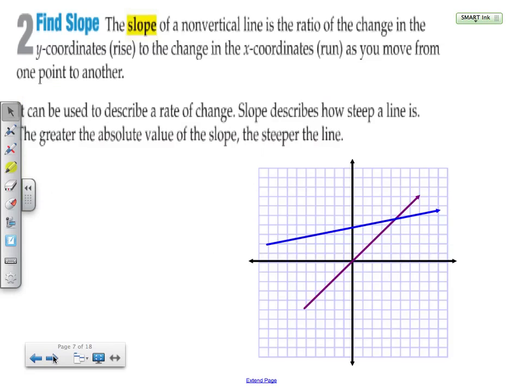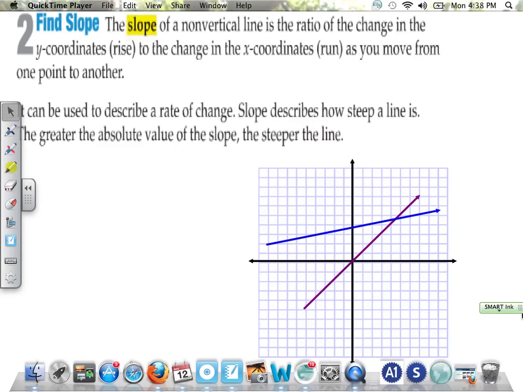All right, slope. Slope we've had before. Should go pretty easily for you guys. Slope is the ratio of the change of the y coordinates and the x coordinates, all right? So there's your definition of slope. Change of the y coordinates and the x coordinates.